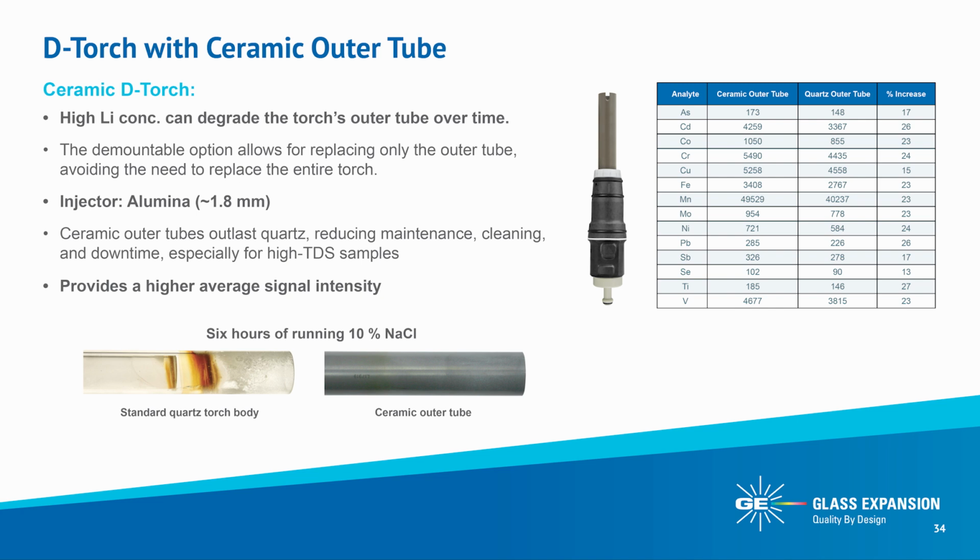Ceramic, compared to quartz, does not devitrify or suffer from sudden temperature fractures. Ceramic outer tubes have a longer lifespan, significantly reducing maintenance, cleaning, and downtime. Ceramic outer tubes even provide a higher average signal intensity, especially when dealing with high matrix samples, as they maintain a hotter and more robust plasma. Additionally, to note, a 2.4 millimeter or 1.8 millimeter ID alumina injector also works well with these challenging sample matrices, providing a longer life compared to quartz, and the larger bore resists salt accumulation.